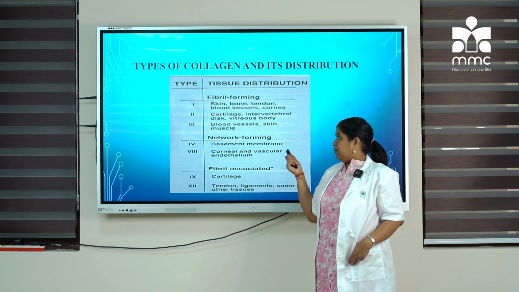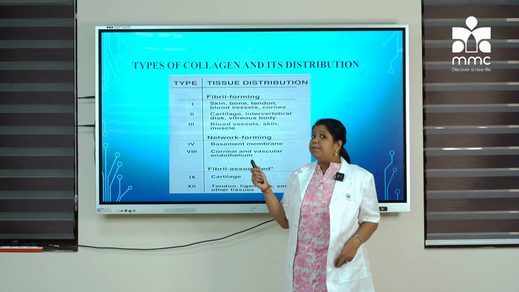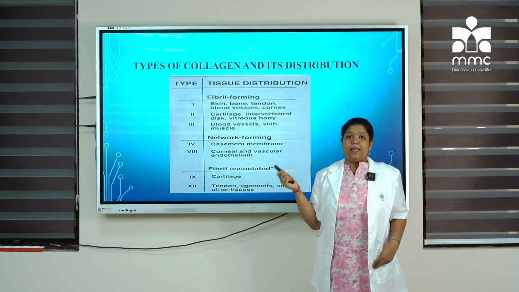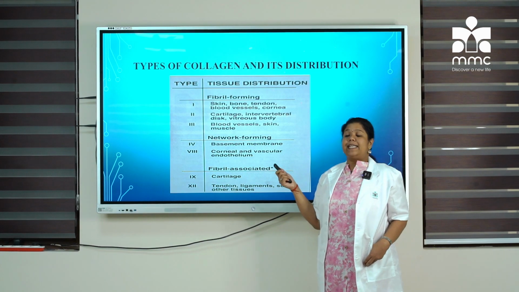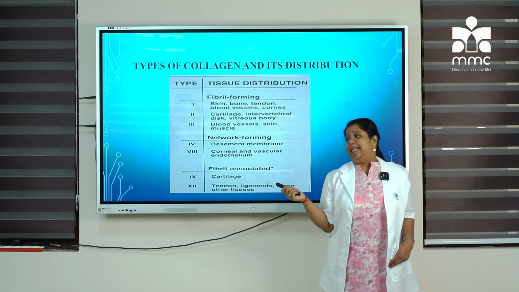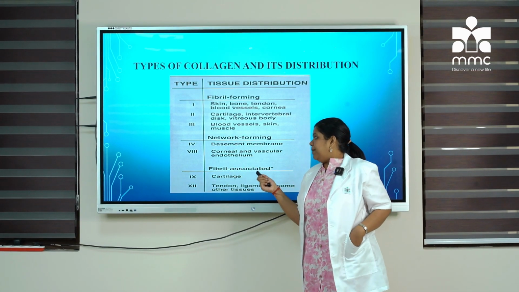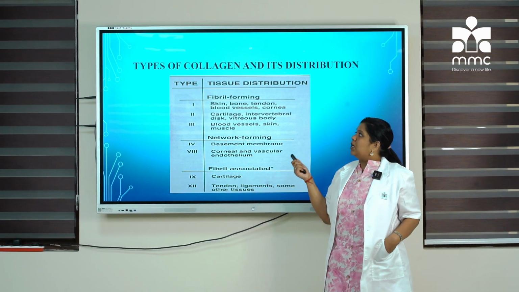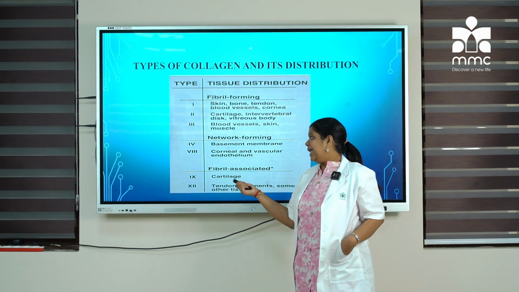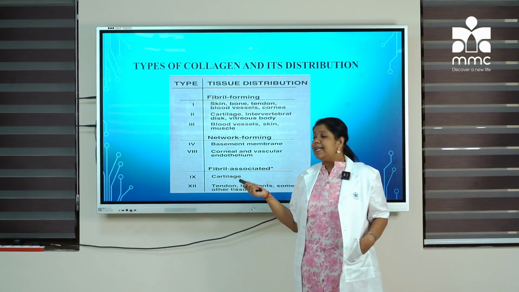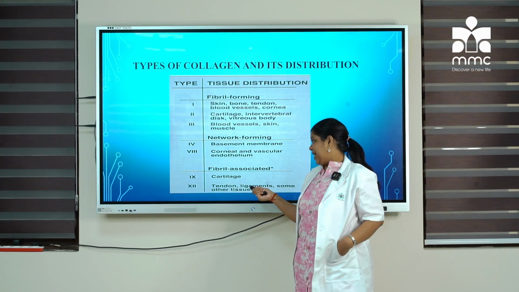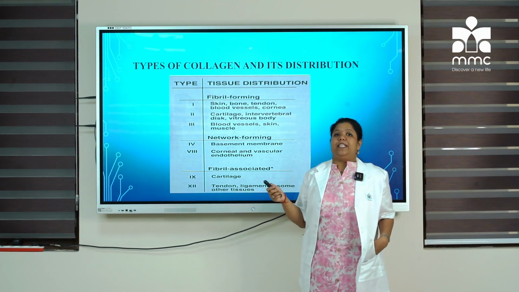Then network forming collagen consists of type 4 and type 8. Type 4 is seen in the basement membrane and type 8 is seen in corneal and vascular endothelium. The third type is fibril associated collagen, which consists of type 9 and type 12. Type 9 is seen in cartilage and type 12 is seen in tendons, ligaments and some other tissues.